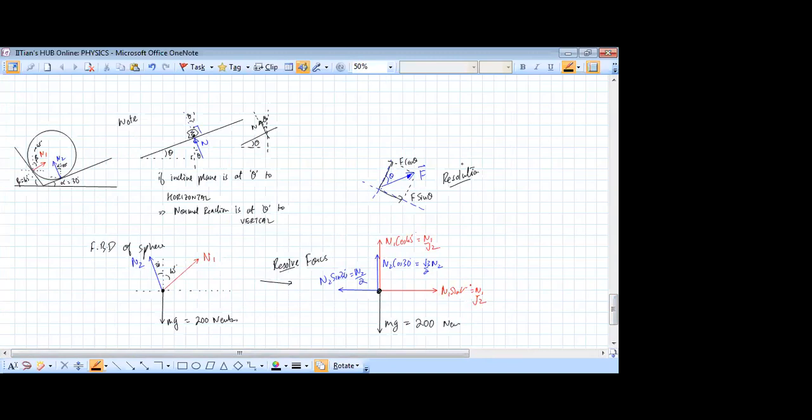So Rakshit, that will not show up in the free body diagram of the sphere. No? In the FBD of the sphere, we have to only show the forces that are acting on the sphere.